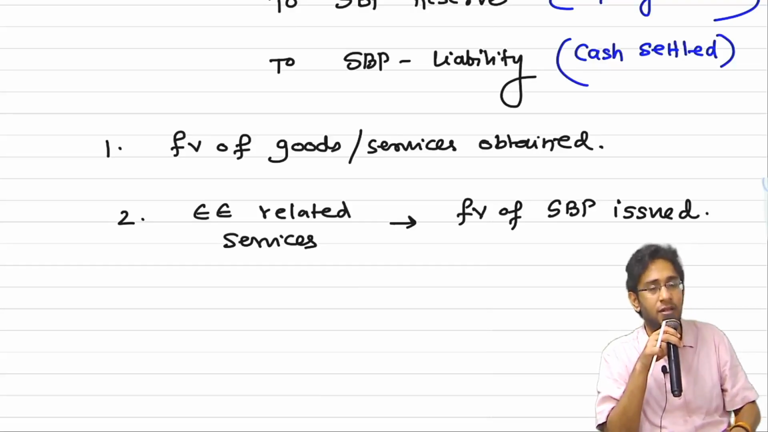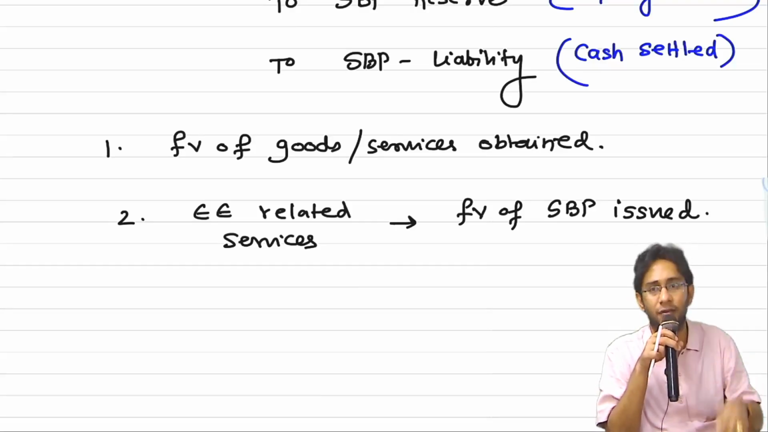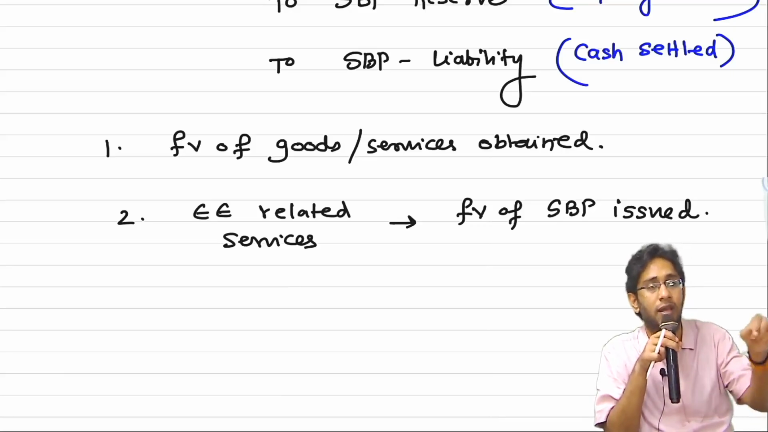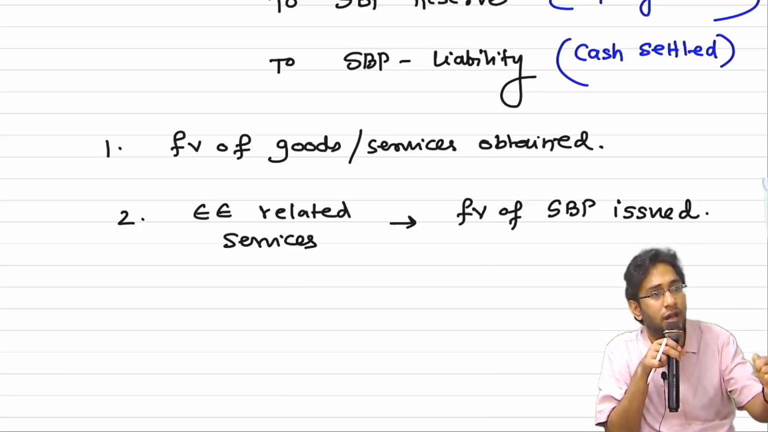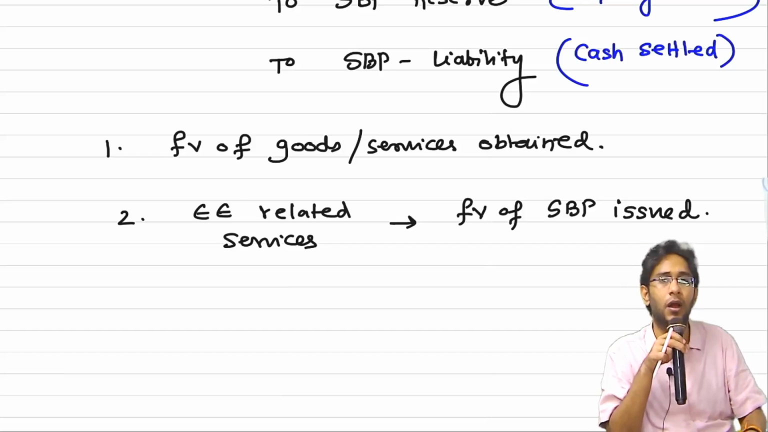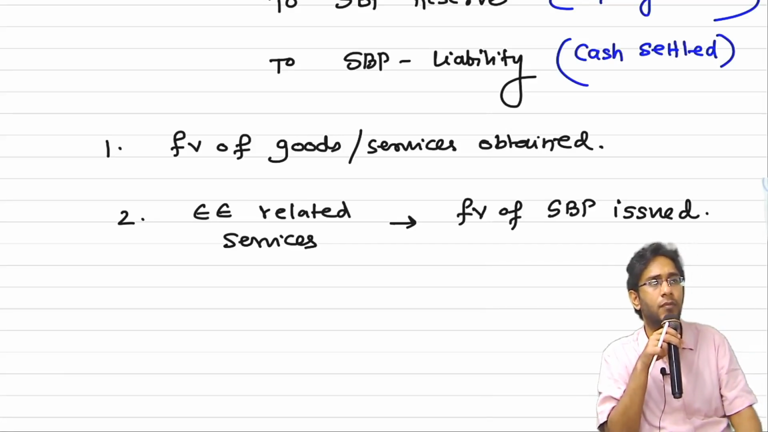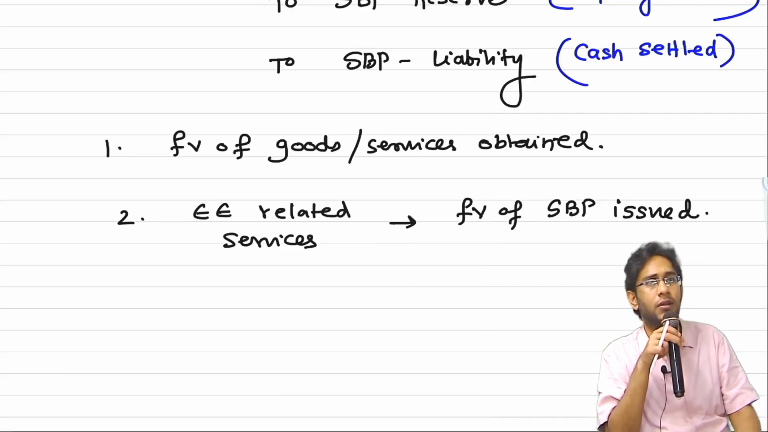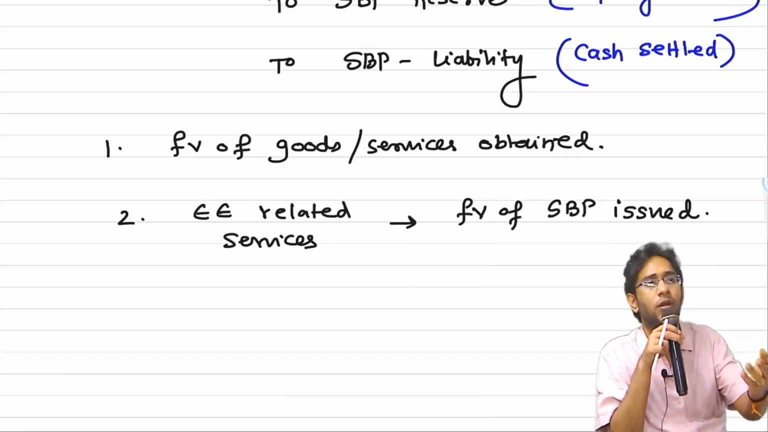Instead of cash, that person is supposed to give me services. And which services? Services to an extent where he has to fulfill all the vesting conditions. So you tell me, how will you measure that service? How will you do the valuation of the service? What is there, sir? For that service, whatever you pay, that only is the value of the service.